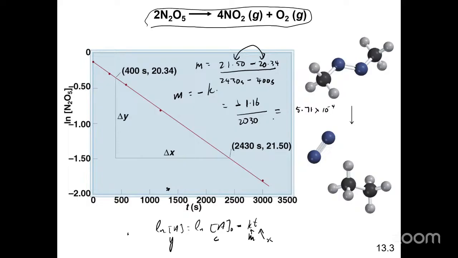And so basically K, this should be minus. So therefore K is equal to 5.71 times 10 to the minus 4. And the units here would be seconds to the minus 1, again, because it's a first order reaction. All right, so that's basically the graphical representation, another graphical relationship I should say, between the concentration of a reactant and time for a first order reaction.